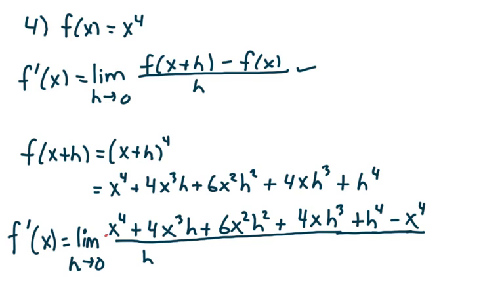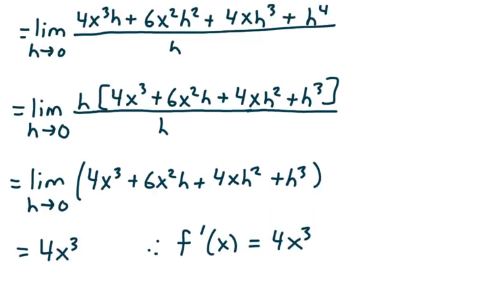Notice how the x to the fourth term cancels out this negative x to the fourth term. And notice that each term in the numerator has a factor of h there. And you want that. And so this is the limit as h goes to 0 of 4x cubed h plus 6x squared h squared plus 4xh cubed plus h to the fourth over h.